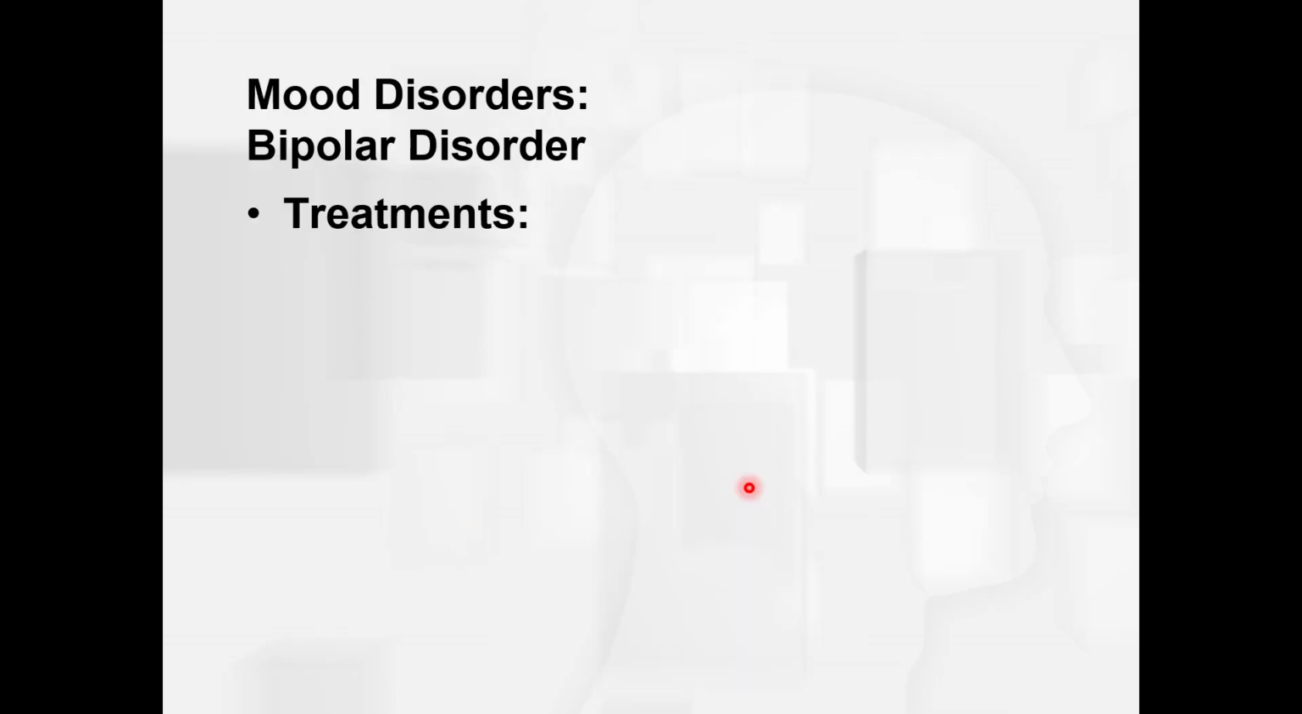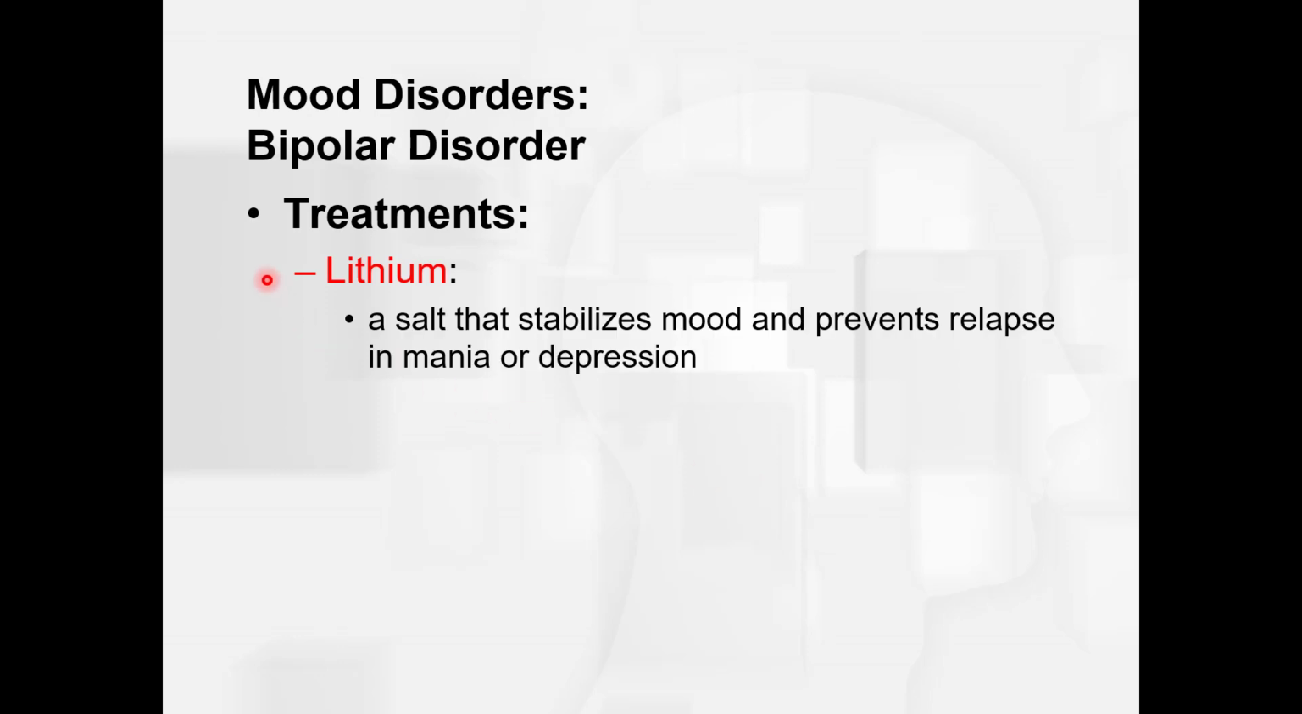And now just to discuss a few treatments. This is going to be a very short list of treatments. There are many others out there, but we don't have the time to go through them all. So the most common treatment is still lithium. And lithium is a salt that's known to stabilize mood and prevent relapses for mania and depression.